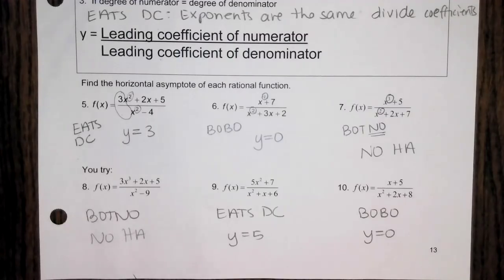All right, that's what you should have gotten on the bottom 3. The first one was a BOTN, so there's no horizontal asymptote. The second one was EATS DC, and so we do 5 divided by 1, and we get y is equal to 5. And then the last one is BOBO, bigger on bottom, 0. All right, now let's see what we do with that.